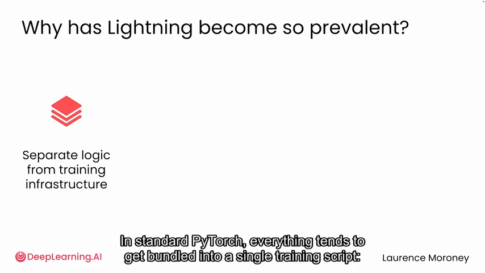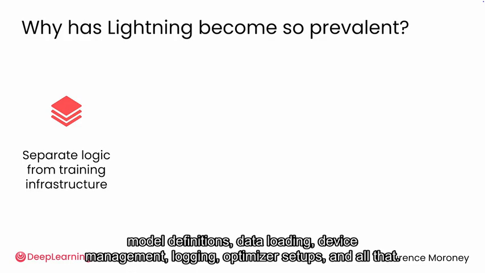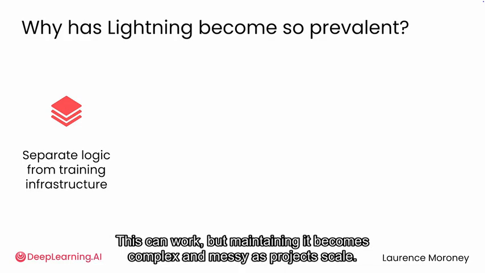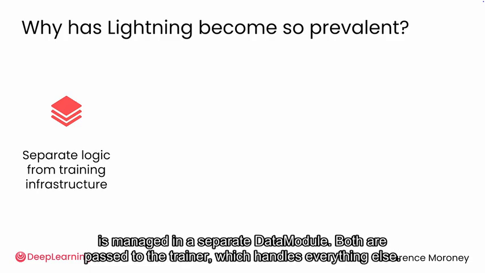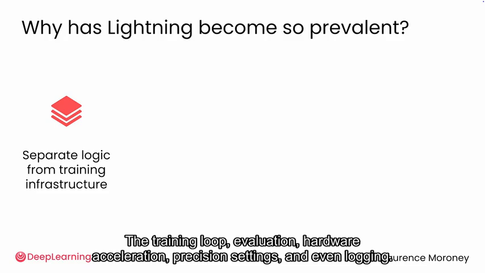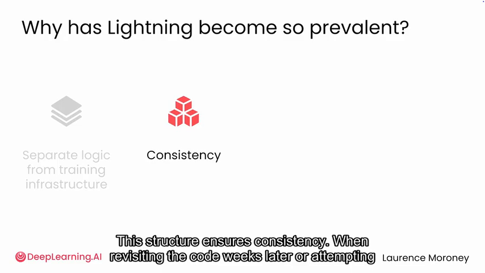In standard PyTorch, everything tends to get bundled into a single training script. Model definitions, data loading, device management, logging, optimizer setups, and all that. This can work, but maintaining it becomes complex and messy as projects scale. With Lightning, your training and validation logic reside in a Lightning module, and your data is managed in a separate data module. Both are passed to the trainer, which handles everything else: the training loop, evaluation, hardware acceleration, precision settings, and even logging. This structure ensures consistency.